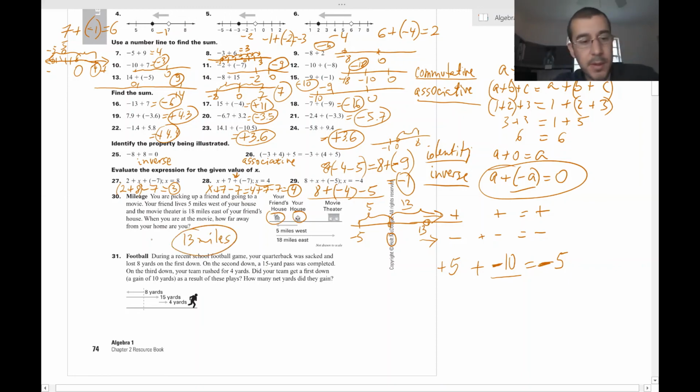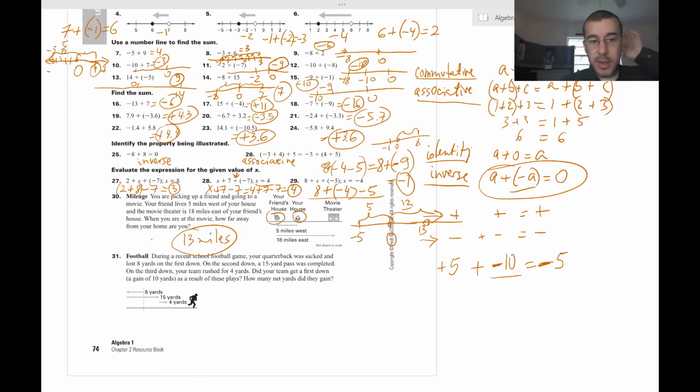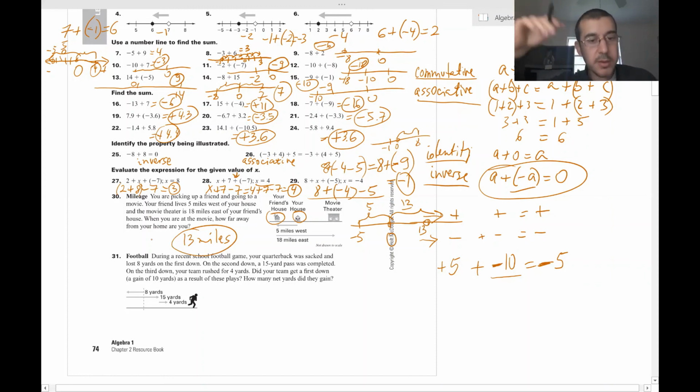Okay. 31, football. During a recent school football game, your quarterback was sacked and lost 8 yards on the first down. On the second down, a 15-yard pass was completed. On the third down, your team rushed for 4 yards. Did your team get a first down, a gain of 10 yards as a result of these plays? How many net yards did they gain?